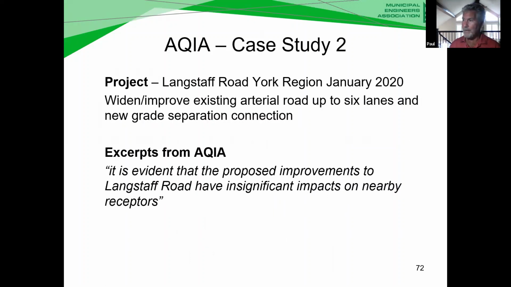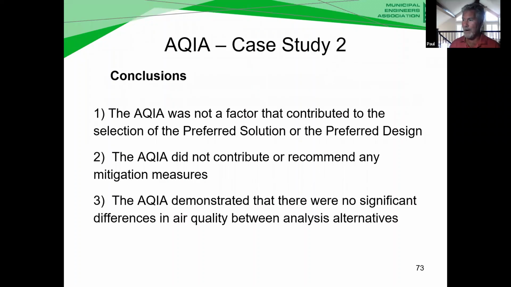So I looked at a separate one. This is widening and improving the existing arterial road up to 6 lanes and putting in a new grade separation. And again, this road would have insignificant impacts on nearby receptors. So again, it was not a factor in the preferred solution and did not contribute any recommendations to mitigating measures. It really didn't provide anything useful.